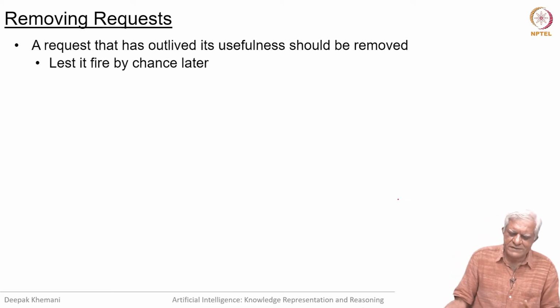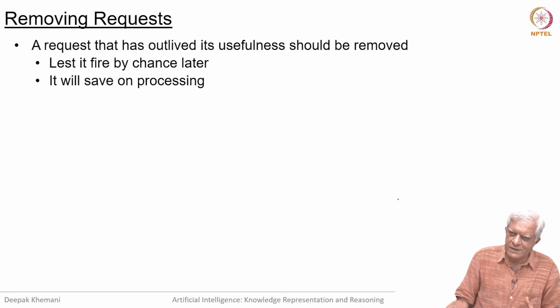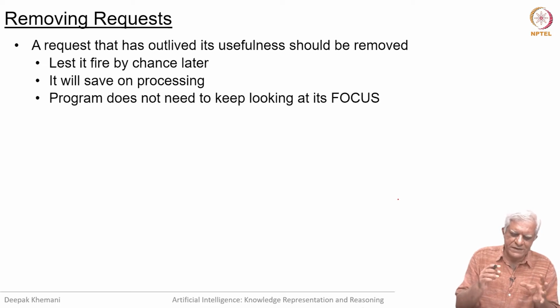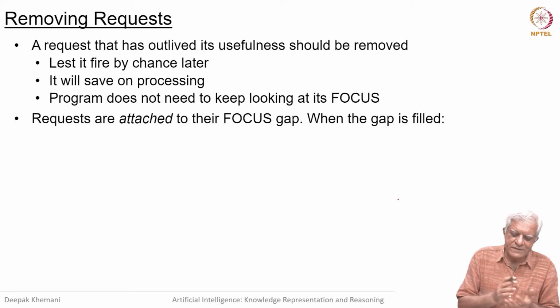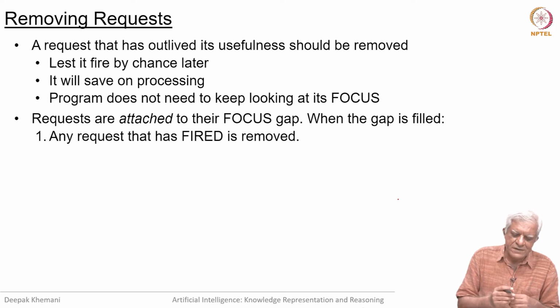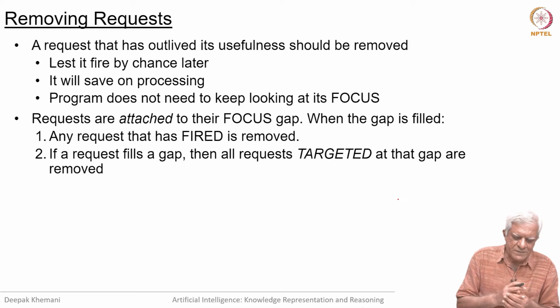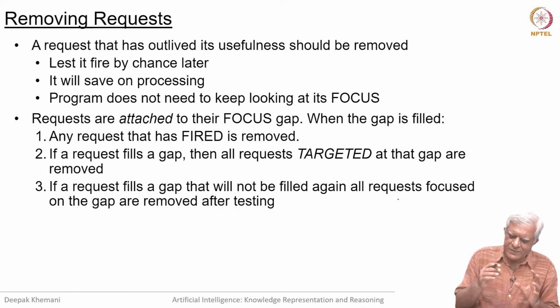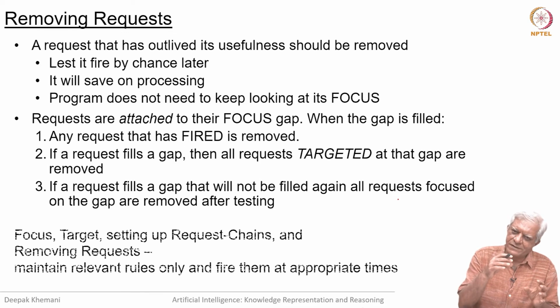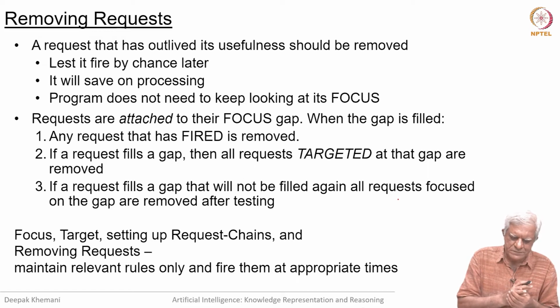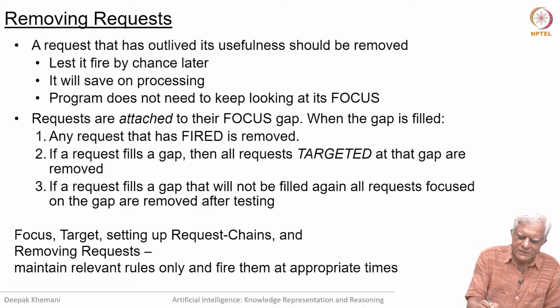A request that has outlived its usefulness should be removed essentially, because they are sitting waiting for information, lest they fire by chance later, and if you remove it, then you will be saved all that processing. The program does not need to keep looking at the focus, because eventually the program has to keep checking whether every focus of every request is getting some input or not. So, requests are attached to their focus gap that we have already mentioned, and when the gap is filled, any request that has fired is removed from there.